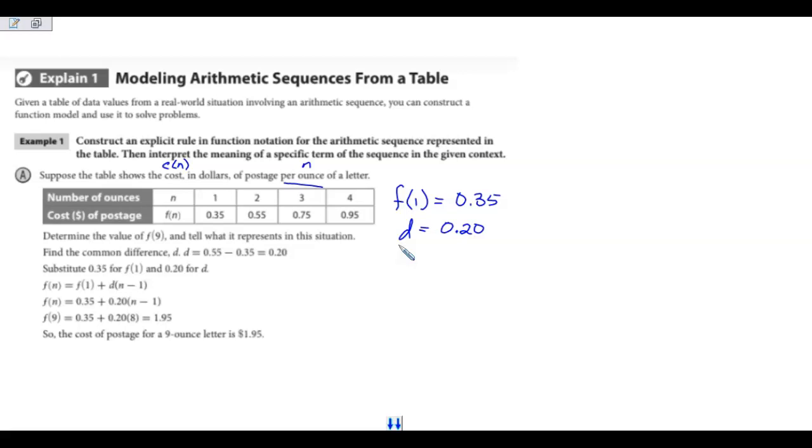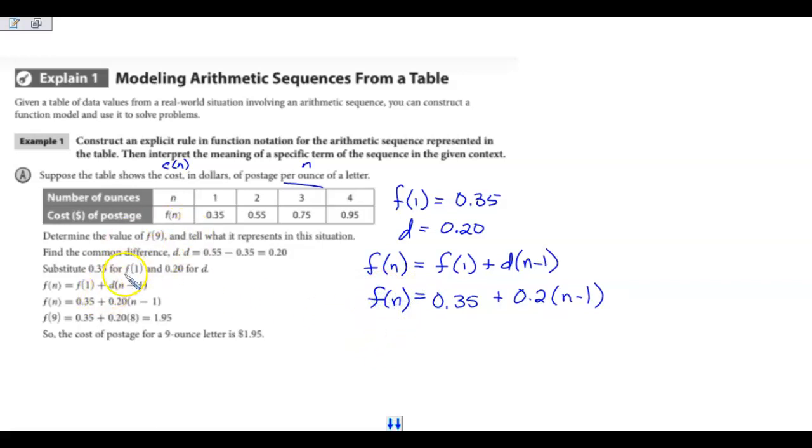Now we're going to substitute in our equation. So we know that anytime I'm looking for f(n), it's going to be the first term plus the common difference times n minus 1. Okay? Alright, so if I know my first term, which we do, and we replace it, and we know our common difference, there is our explicit rule.